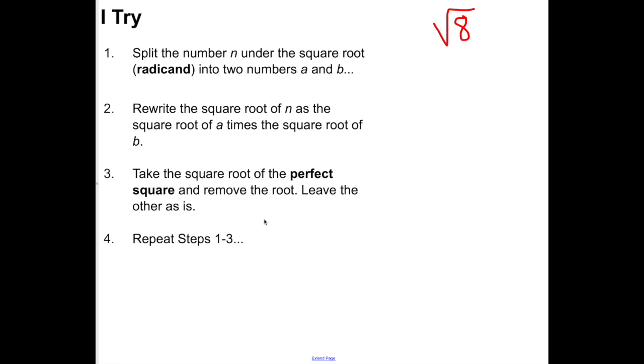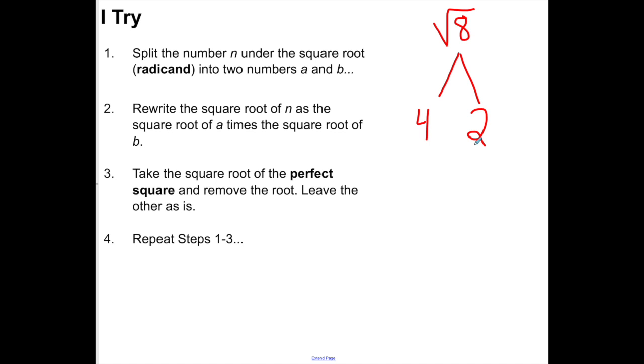So we have the square root of 8. Now we know already from the first slide that we should be expecting to get 2 times the square root of 2. But where does that come from? Well, the first step is we need to split 8 into two numbers that multiply to 8. And two numbers that multiply to 8 are 4 and 2.